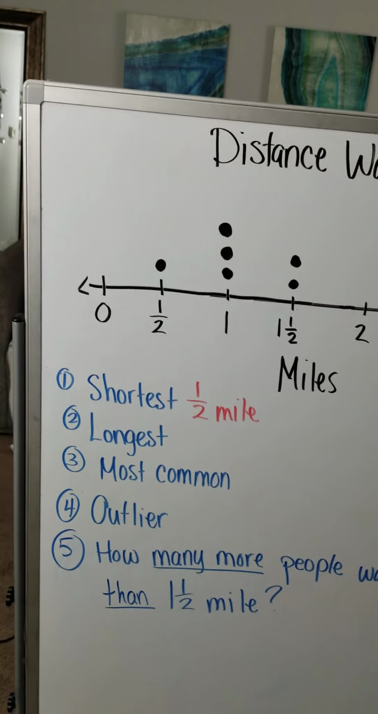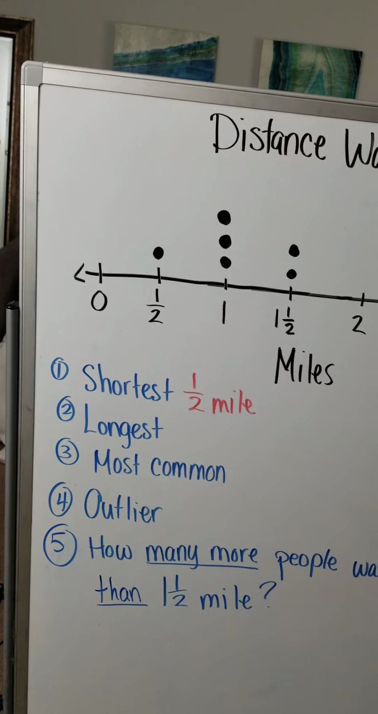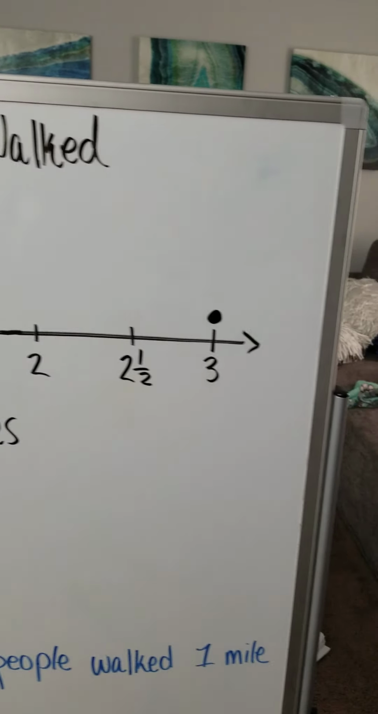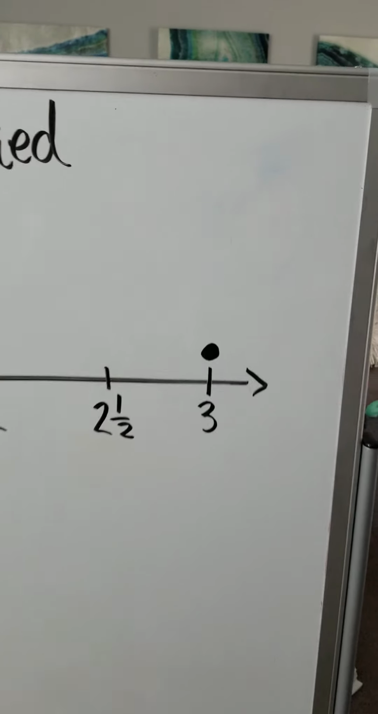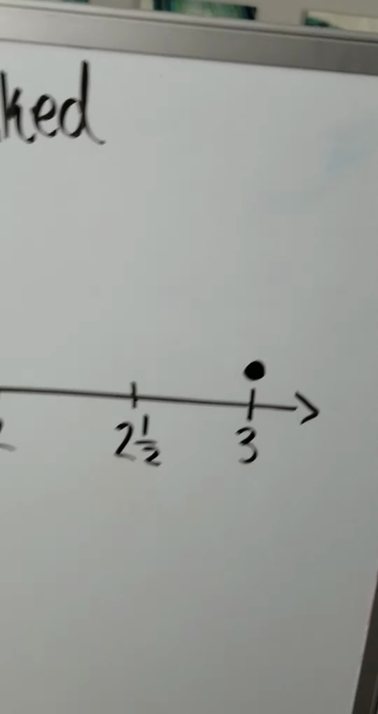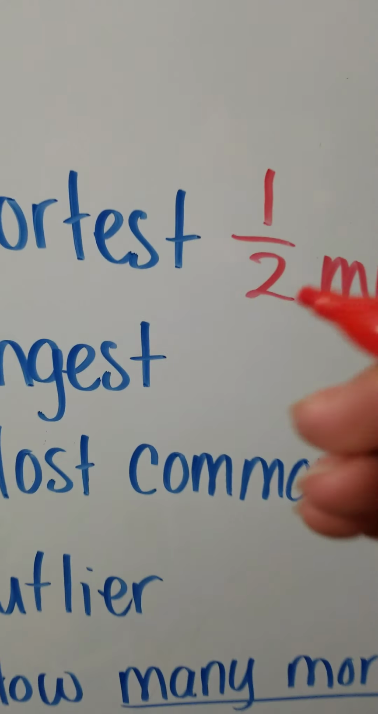Okay, so now the second thing we're going to do is go for our longest. So we're going to go all the way to the end of our line plot, and it is 3. It's going to be 3 because it has a data point on it. So our longest is 3 miles.